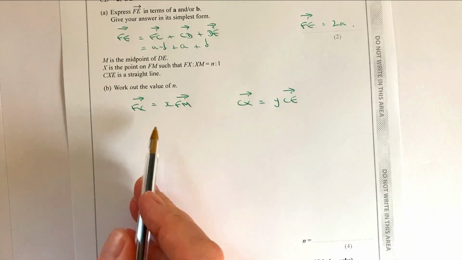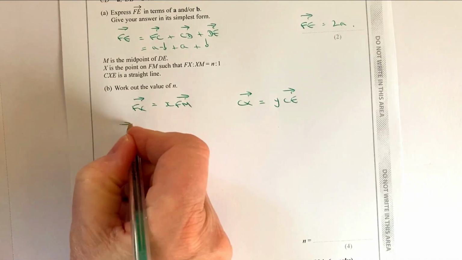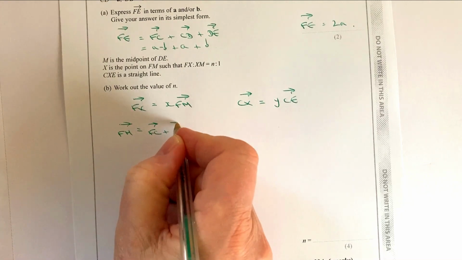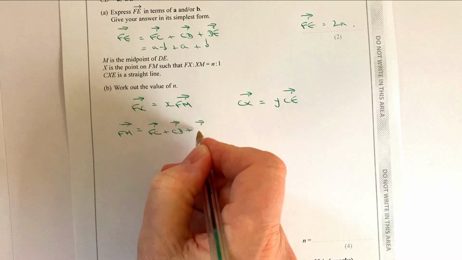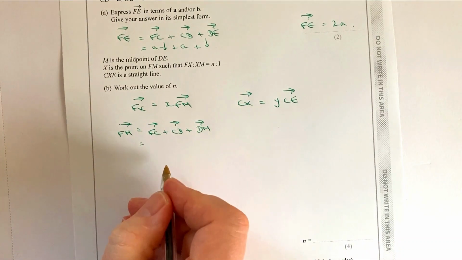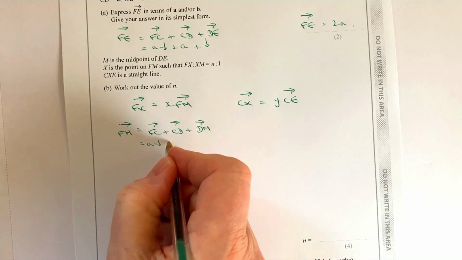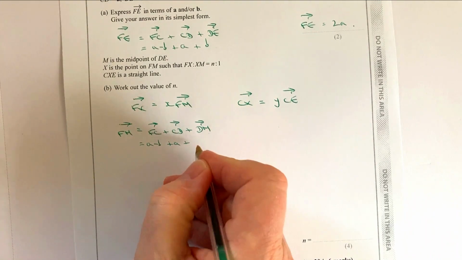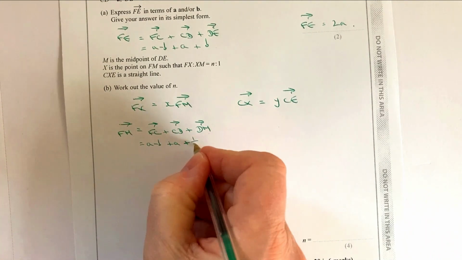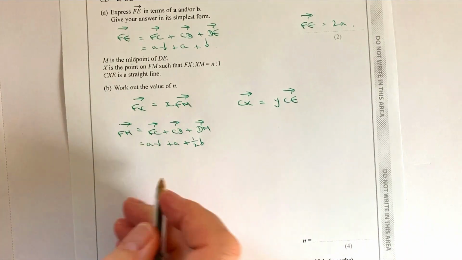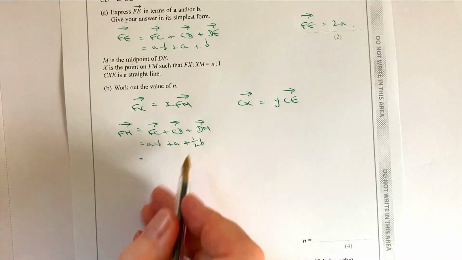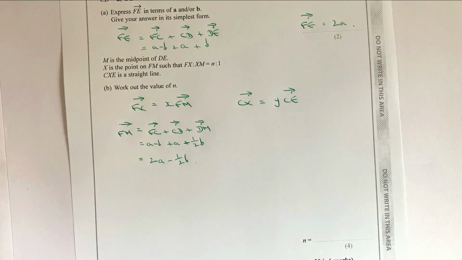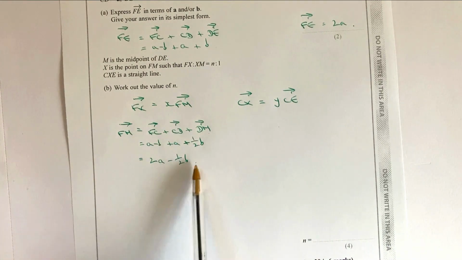So the first thing is I'm going to look at FM. FM is going to be equal to vector FC plus vector CD plus vector DM. Now FC I'm given as a minus b and CD I'm given as a. Now DM is half of DE, which we've been told is b, so therefore it's a half of b. If I simplify all of that, bringing the a's together and the b's together, I'm going to get 2a minus a half of b. So vector FM is 2a minus a half of b.